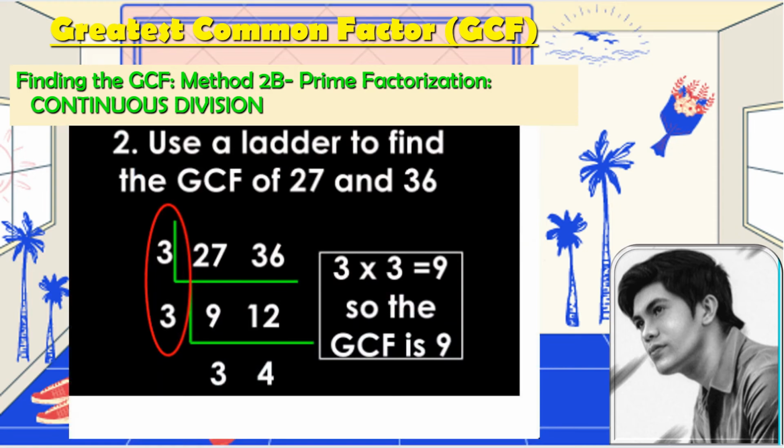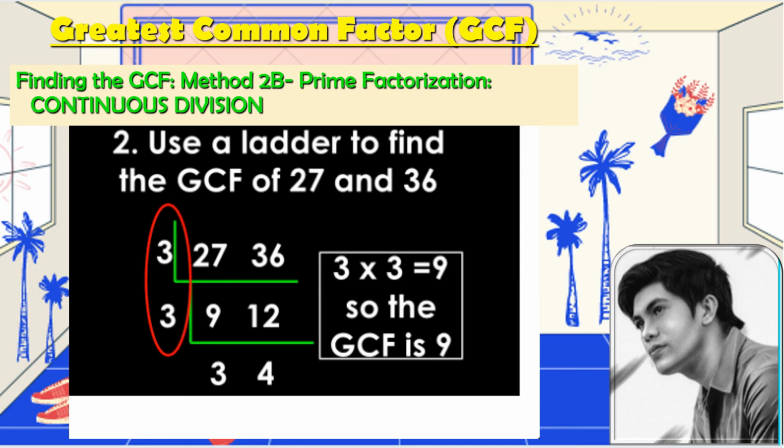Yes, use a ladder to find the GCF of 27 and 36. So, ang gagawin nyo lang po, baliktad na symbol ng division, no? Hagdanan lang po yan, ladder. So, isulat nyo lang po ang 27 and 36 sa loob niyan. Hanap po kayo ng prime number na pwedeng i-divide sa 27 and 36. So the lowest prime number that we can divide 27 and 36 is 3.